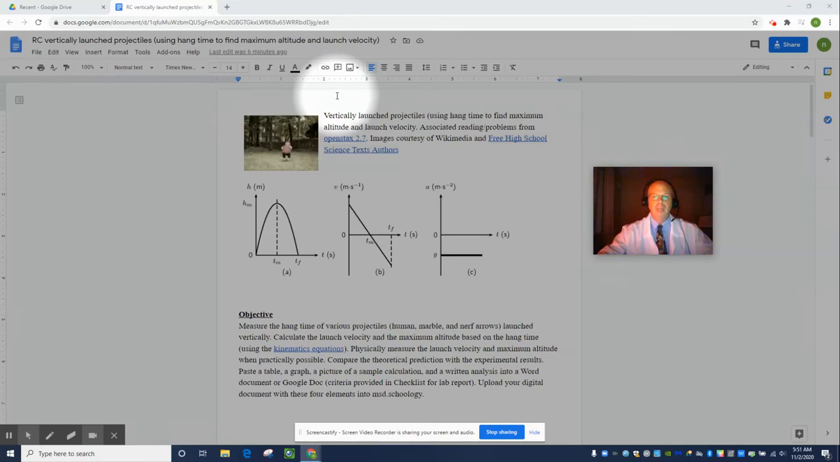Hello, Physics Nation. My name is Nate Larmond, and I'd like to set up an experiment called vertically launched projectiles: using hang time to find maximum altitude and launch velocity. So we're going to keep track of a vertically launched projectile.